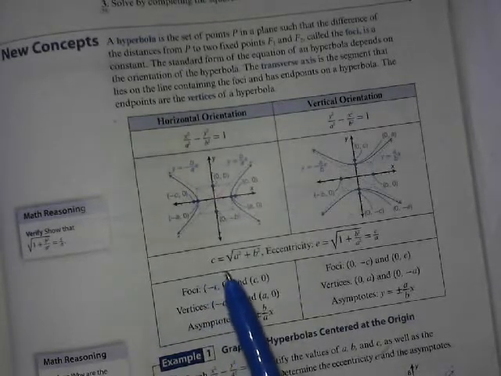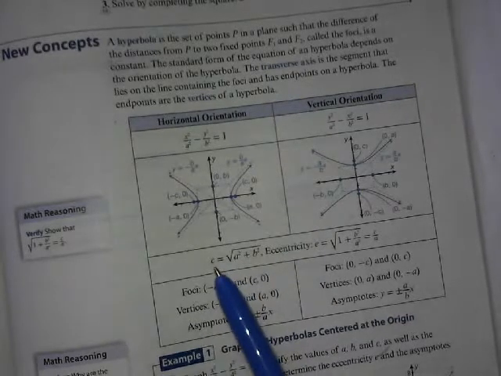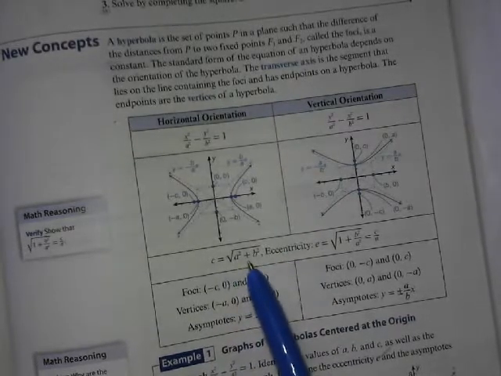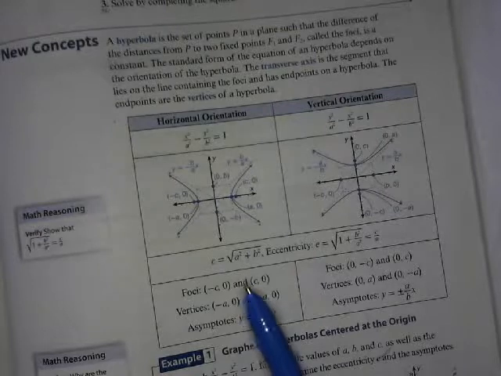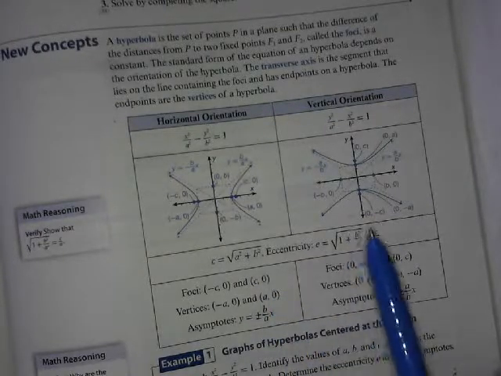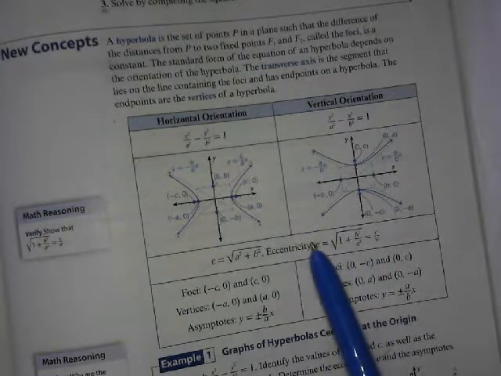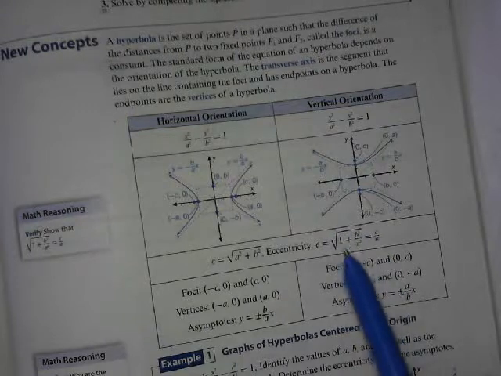Your book writes c equals the square root of a squared plus b squared. I just say a squared plus b squared equals c squared. That's going to help you find your foci, your two little focus points.